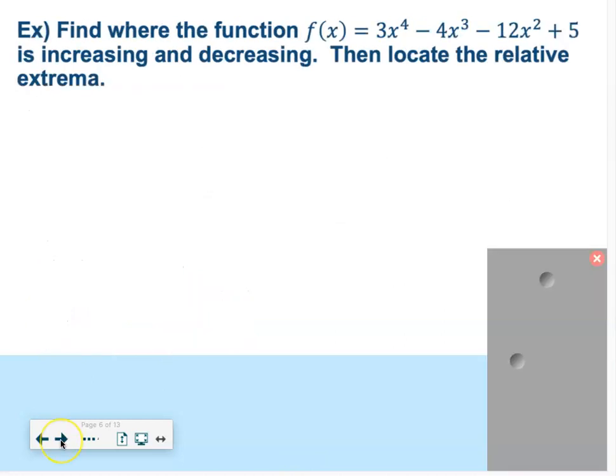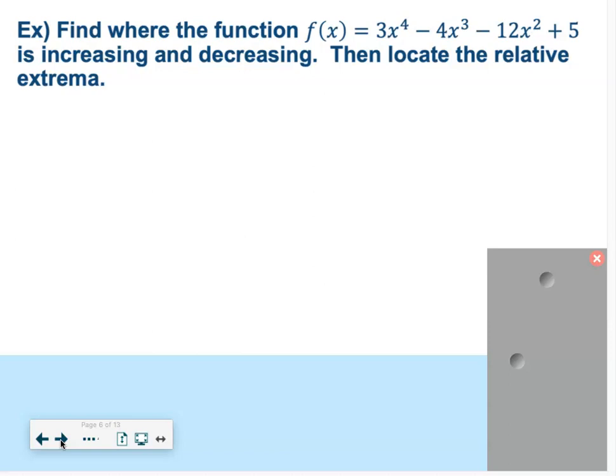Okay. All right. First problem of the day. Find where the function f of x equals that lovely polynomial is increasing and decreasing, then locate the relative extrema. So the first thing I want you all to do, once you write the problem down, is find f prime and find the critical numbers, then stop and check with your group mates to make sure you match before you move on and make your sign line.